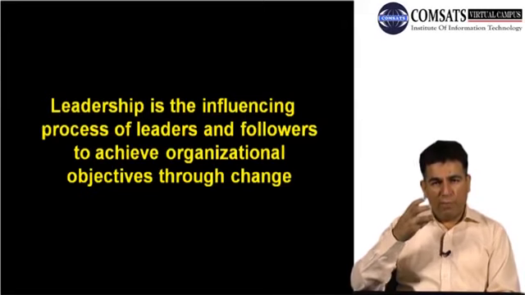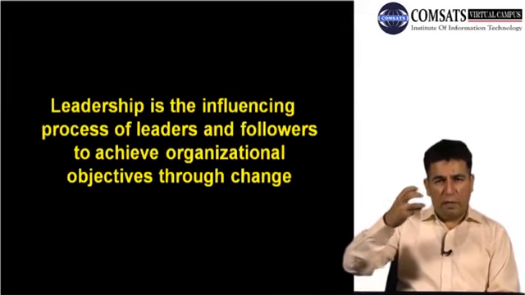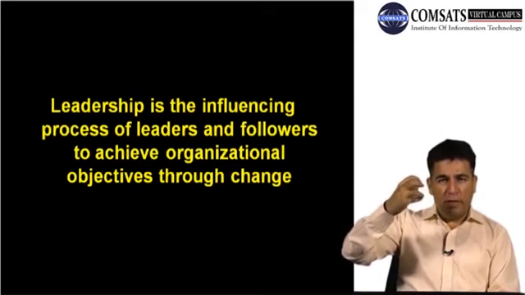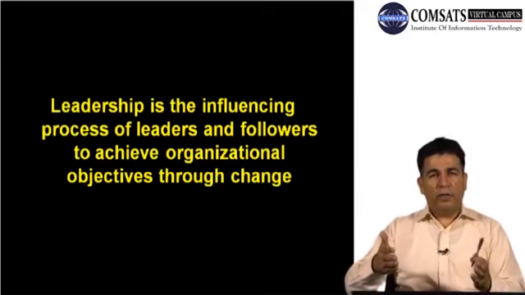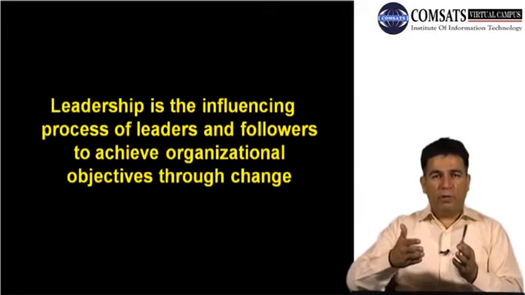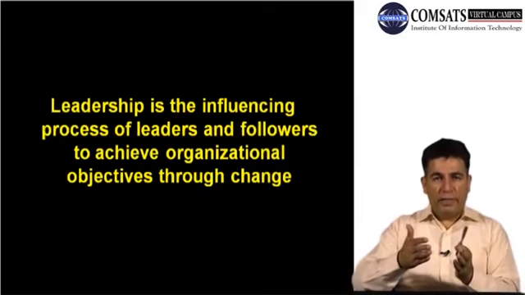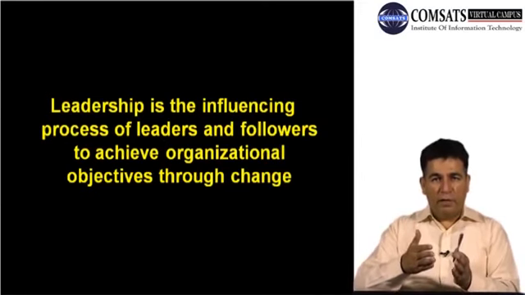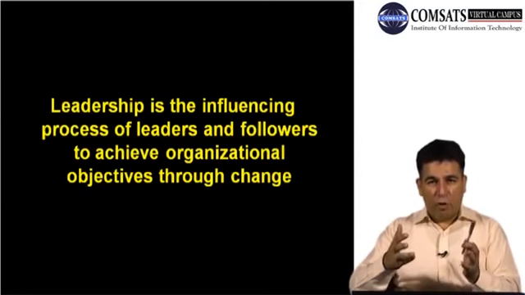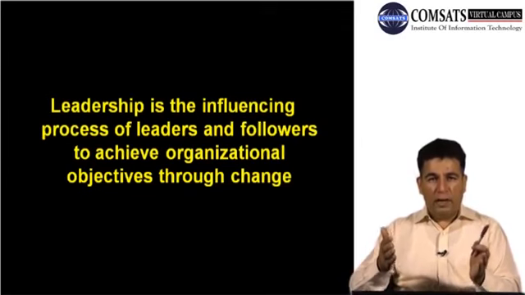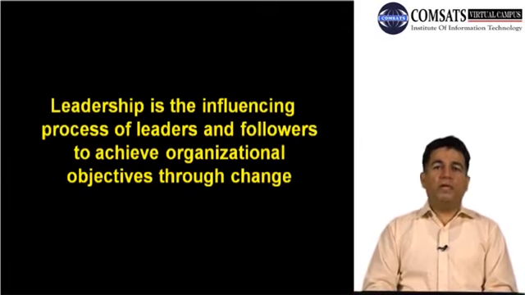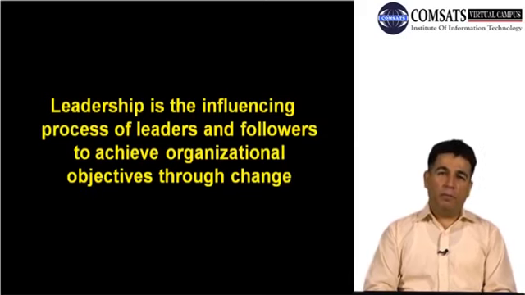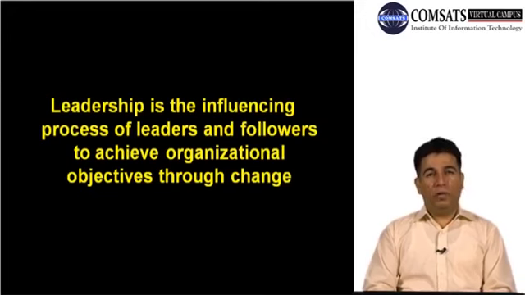Of course, those objectives are coming out of the vision, mission, and goals of that organization, and then leaders are using, for example, these motivation techniques with the help of their leadership skills and qualities, and of course they are able to do this with the help of change. Now, what is change? When we talk about change, there are many factors that come to our mind. What do you think about change?